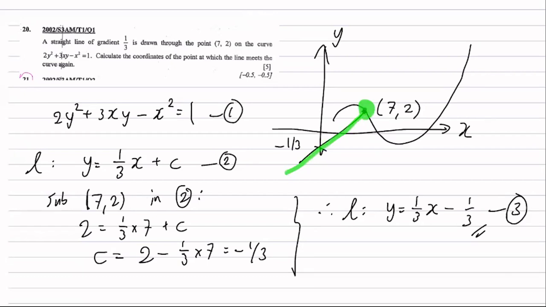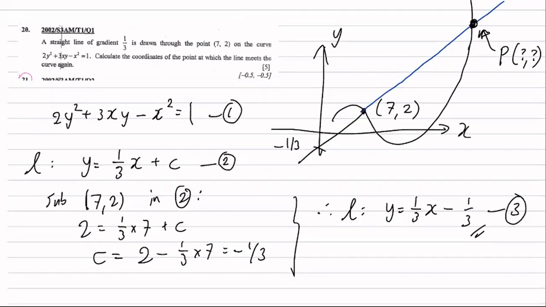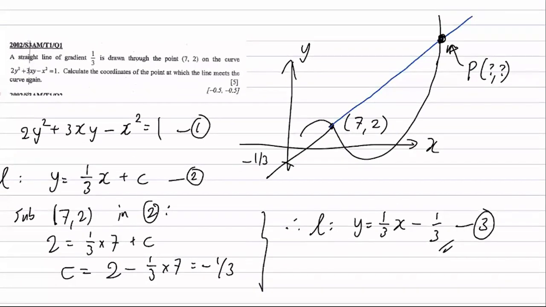Then this line continues to extend until it eventually intersects the curve again at one particular point. The question is asking you to find the coordinates of that point. Let's just call it P. Is this clear? What the question is asking? Okay, my graph is not very accurate. Let me just try and make it always increasing. Yeah, okay, good.